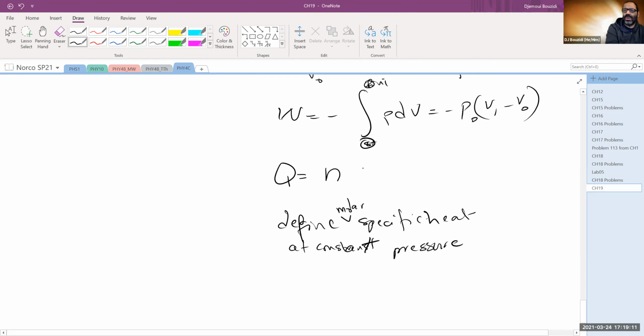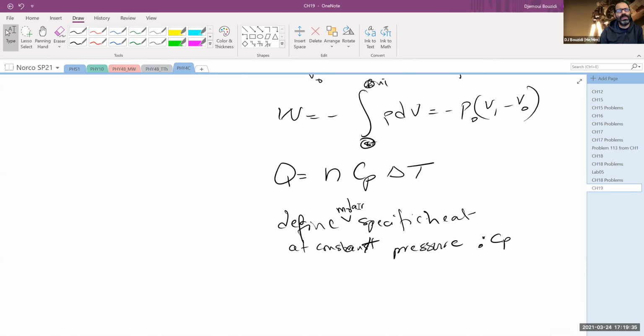In such a way that this is equal to n Cp delta T. So in other words, Cp, which is what I'm defining in here, as we defined last time Cv, the molar specific heat at constant volume, this is the same thing, but at constant pressure. So every gas will have its own Cp, and we're going to find what that Cp is.